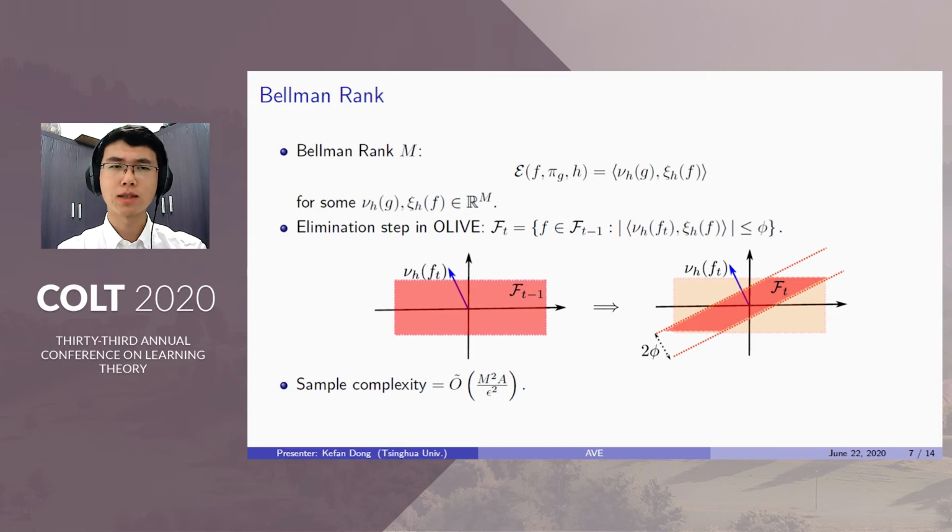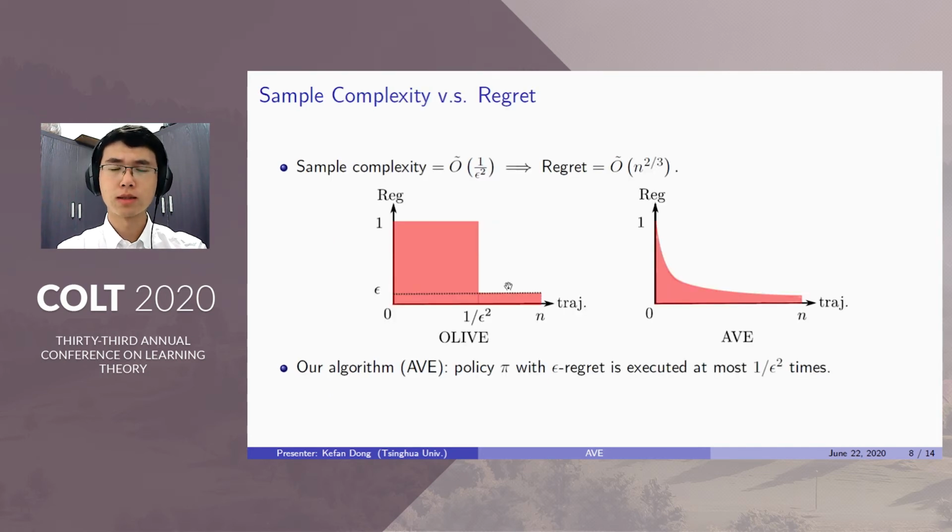So the sample complexity of the Olive algorithm is polynomial in Bellman rank, number of actions, horizon, and inverse of accuracy level. But in terms of regret, a 1 over epsilon squared sample complexity only implies an n to the 2/3 regret. We illustrate this idea in the following figures.